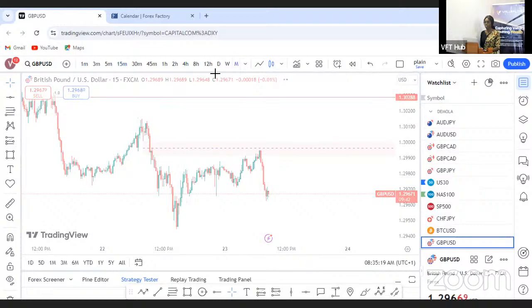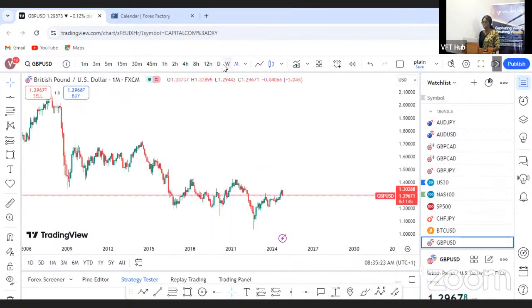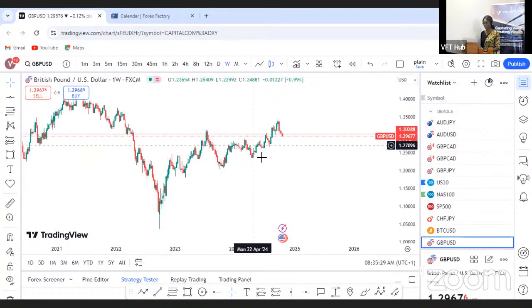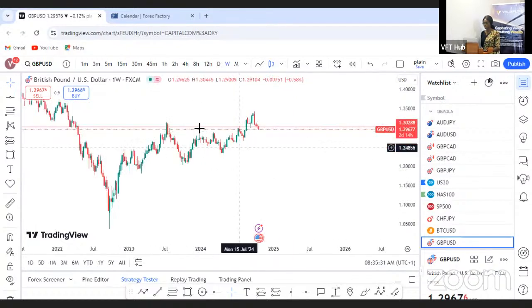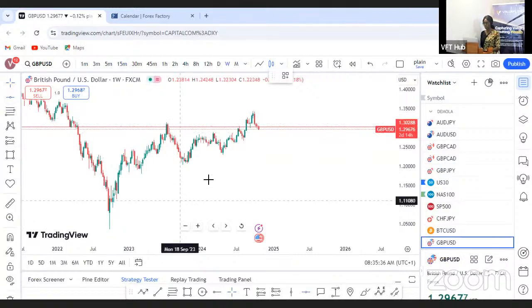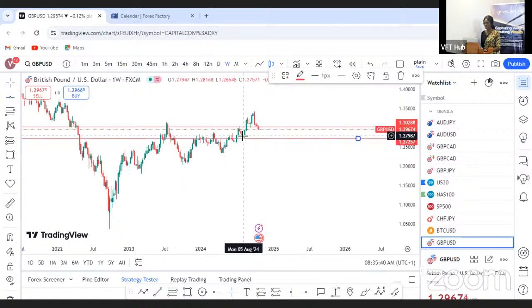For GBP USD on a monthly time frame, price is still very bearish. On our weekly time frame too, price is to the upside, of course, but I want to see price retracing all the way into this other block on our weekly time frame. I want to see price retracing into this level on our weekly time frame.